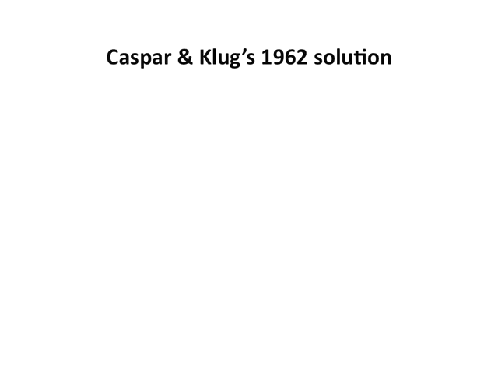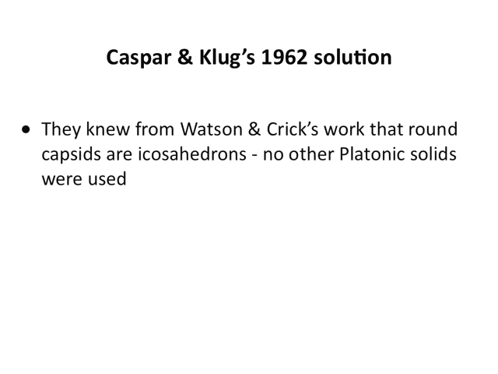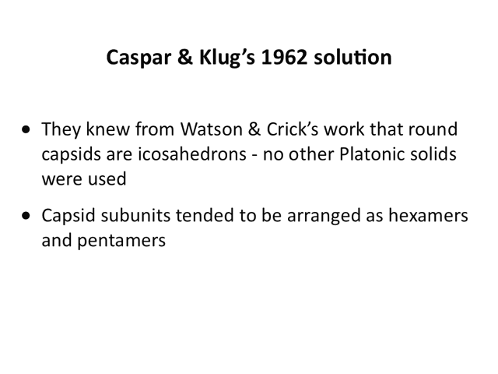Caspar and Klug, two structural virologists, solved this issue in 1962. They knew from Watson and Crick that round capsids are icosahedrons. Remember I told you originally they were a platonic solid, but in fact there are many platonic solids, and only one is ever used to build viruses, and that's the icosahedron. None of the other ones. They also observed that capsid subunits tend to be arranged in groups of 6 and groups of 5, hexamers and pentamers.